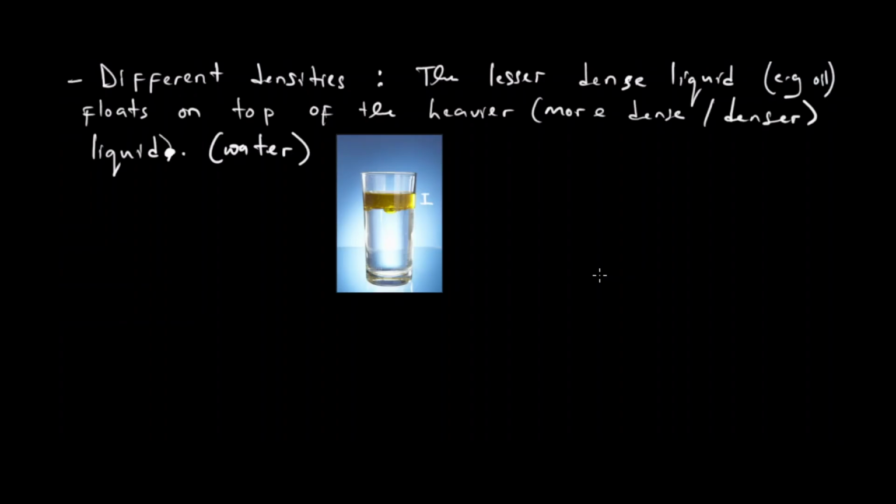Because of this, it becomes easier to remove that layer of oil, leaving the layer of water. So the process of decanting means that the floating oil is poured out of the mixture.